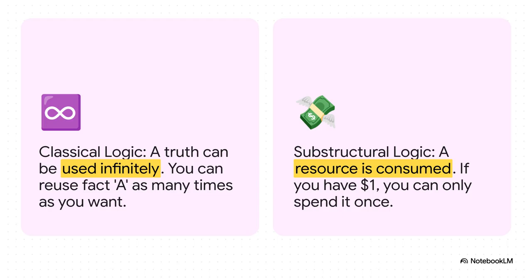In classical logic, if you know something is true, you can use that fact 1,000,000 times in your argument. It never runs out. But in a substructural logic, a premise is like a dollar bill in your pocket. Once you spend it, it's gone. You can't use it again. This one simple change has massive consequences, especially for modeling things in the real world.